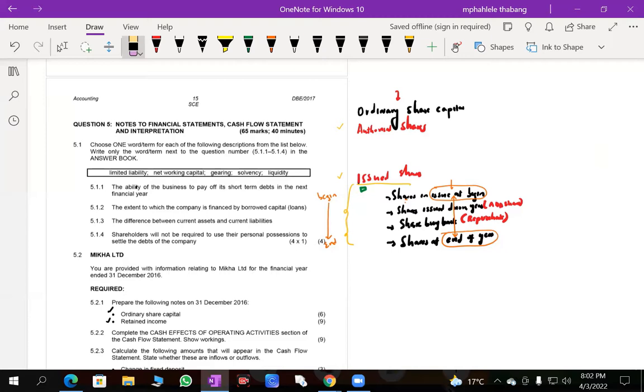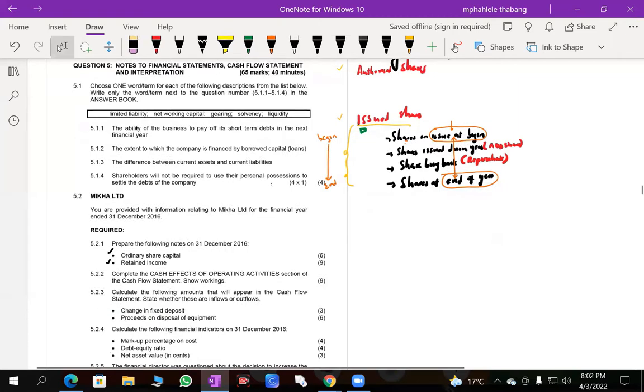So let's start with shares in issue at the beginning of the year. This is the question DBE 2017. We need to look at the number of shares in issue at the beginning of the year. Typical in accounting, we have to know our financial year end, and we also have to know the beginning of the financial year. So in this case, if you look at question 5, we realize that the year end is actually 31 December 2016. This is our year end.